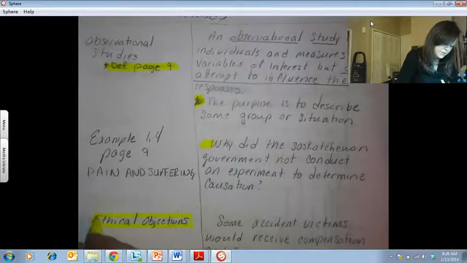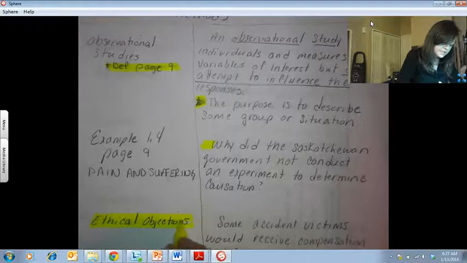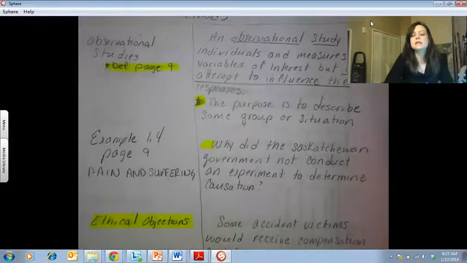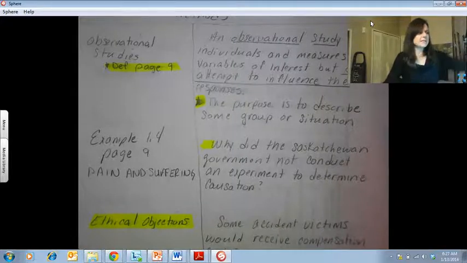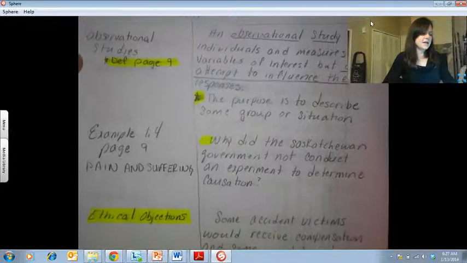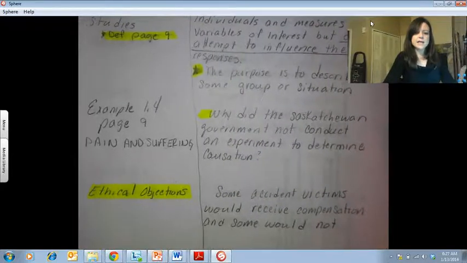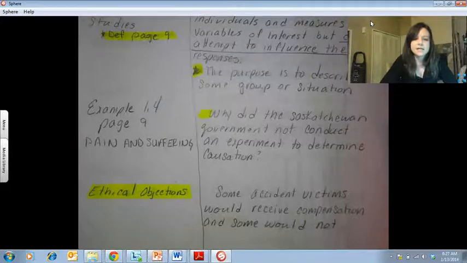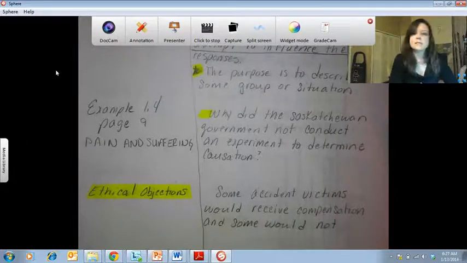They talk about that not much in the rest of 1.1, but when we get into more of the experiments, they really hit on what is ethical and what is not, and the government actually controls what type of experiments you can do and what you can't based on these things. So please make sure that you have done the guided reading notes on this and read through the chapter without me just sitting here explaining it, and then we will move on to the next section, which is samples and populations.